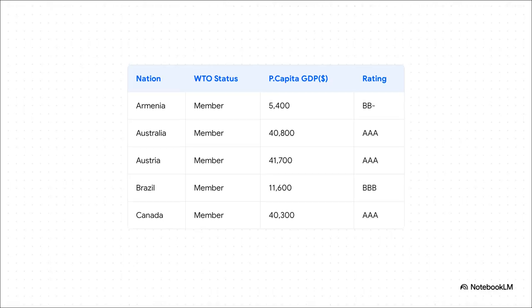Okay, let's make this real. Take a look at this example. This is a data matrix showing information for 60 different nations in the World Trade Organization. We're going to use this exact table to break down the three core parts of any data set.